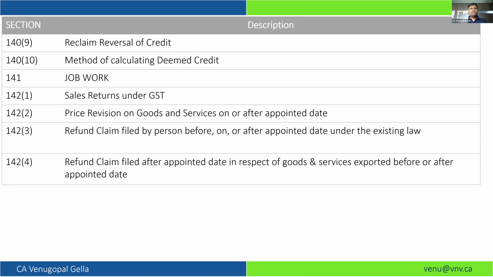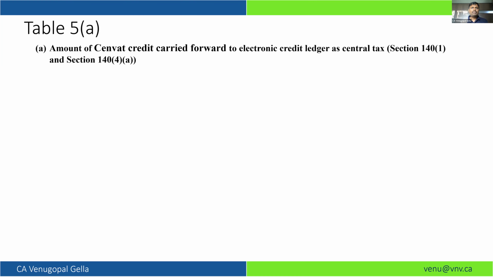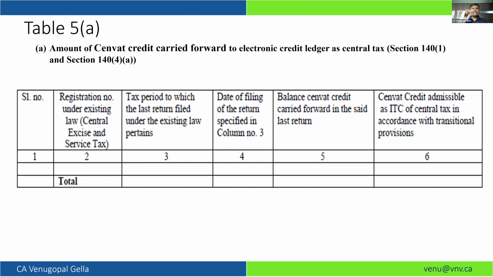In Tran 1, if you see table 5A, this asked you to list your central excise and service tax registration. Give me your registration number, till when you filed the returns, and the quantum of credit that you want to carry forward. So we were supposed to give this.